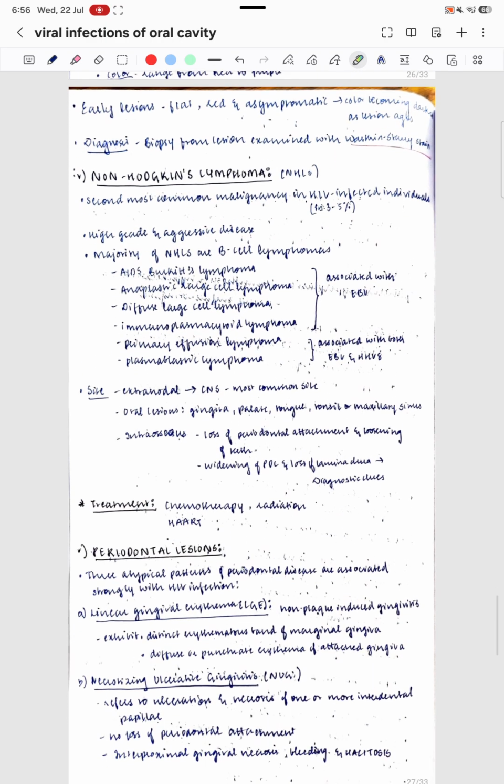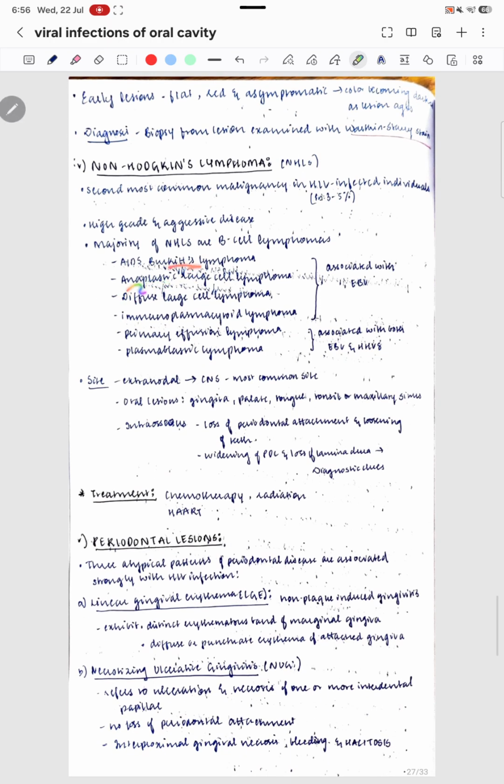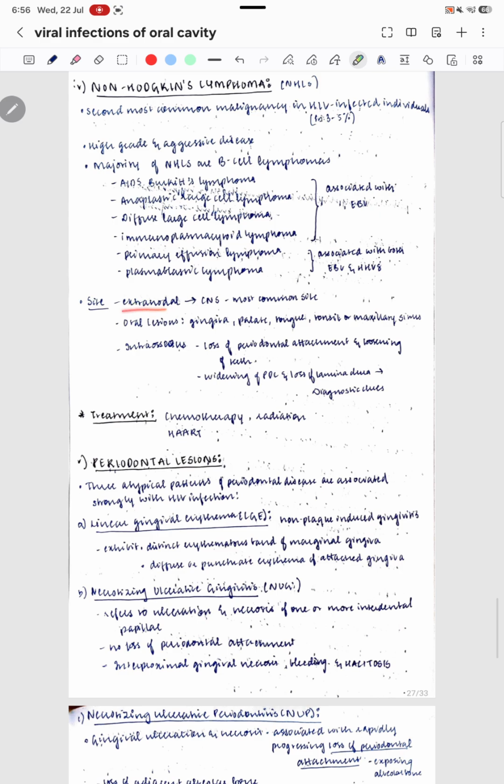Then coming to the next one, non-Hodgkin lymphoma. This is also a type of oral manifestation which is seen. Non-Hodgkin's lymphoma is a malignancy of the lymphocytes. It is higher grade and more aggressive than Hodgkin's. The types include Burkitt's lymphoma, anaplastic lymphoma, diffuse cell lymphoma, immunoplasmacytic lymphoma, primary effusion lymphoma, plasmablastic lymphoma, and extranodal CNS lymphomas.